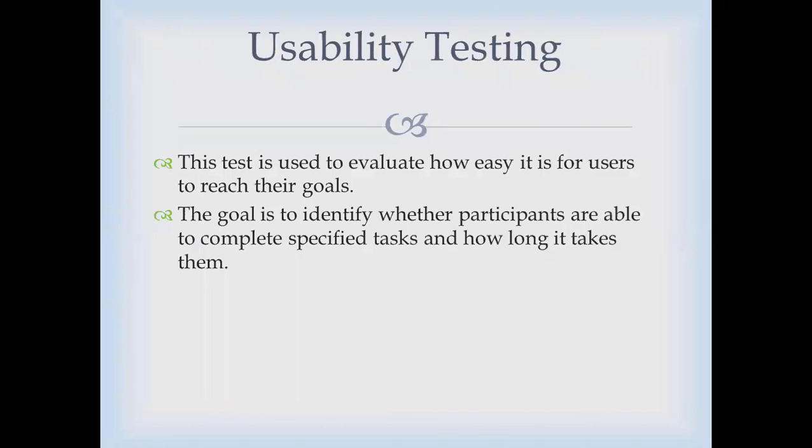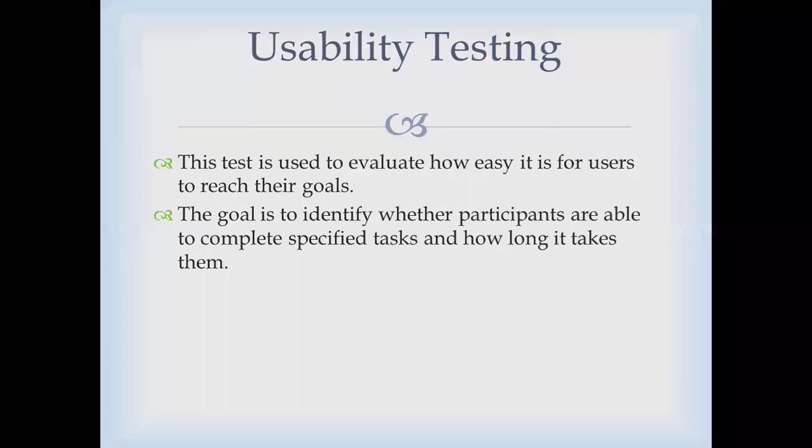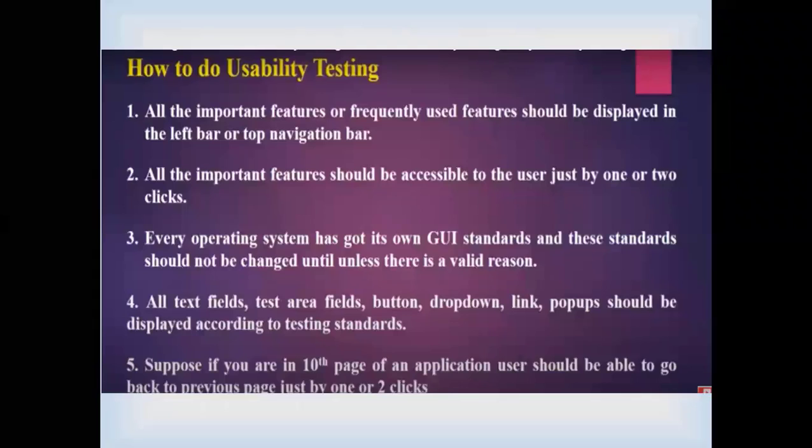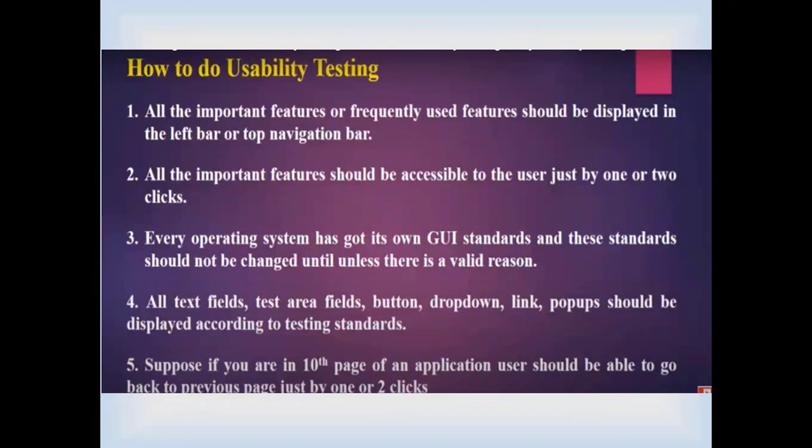First comes usability testing. What is usability testing basically? This test involves the user reaching their goals, which means performing a specific task, and how long it takes to respond. A user will do a task, like clicking on something, and how much time it takes to complete that task is called usability testing. How do we do usability testing? Here are a few steps.